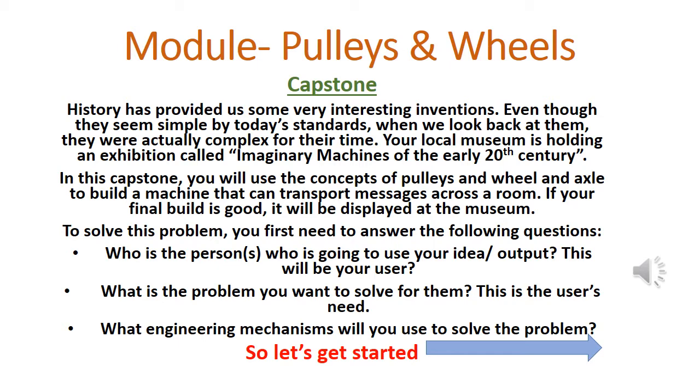History has provided us some very interesting inventions. Even though they seem simple by today's standards, when we look back at them, they were actually complex for their time. Your local museum is holding an exhibition called Imaginary Machines of the Early 20th Century. In this capstone, you will use the concepts of pulleys and wheel and axle to build a machine that can transport messages across a room. If your final build is good, it will be displayed at the museum.